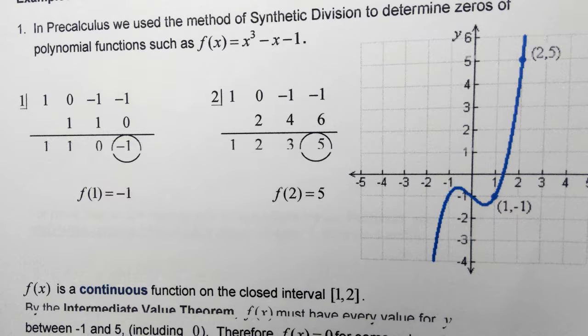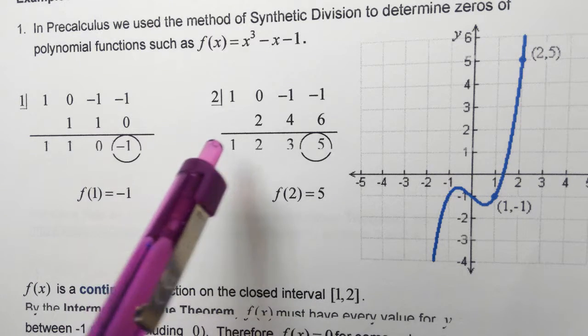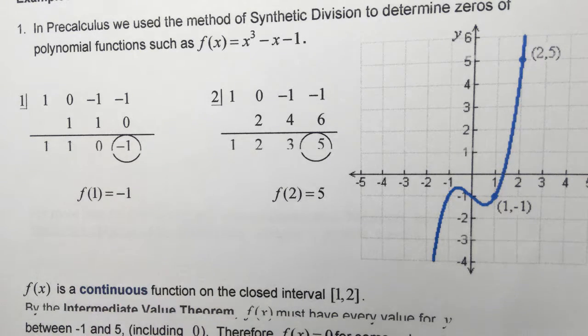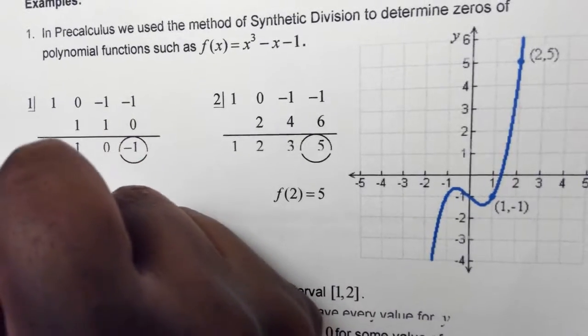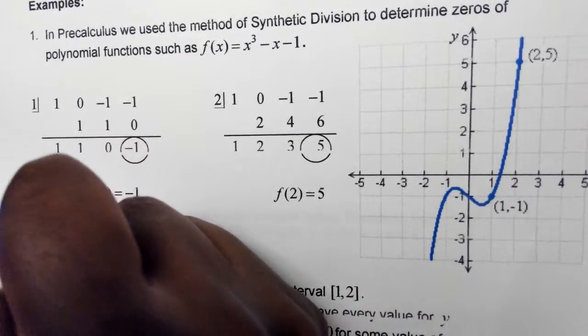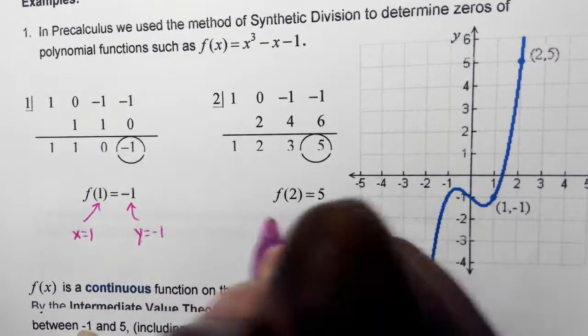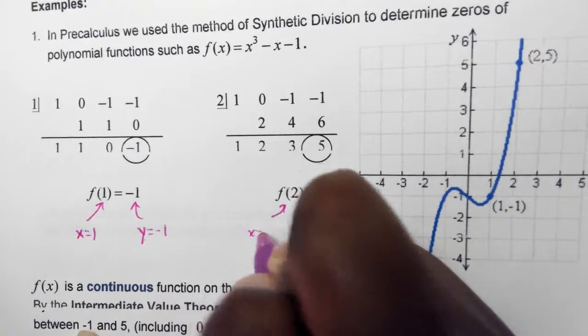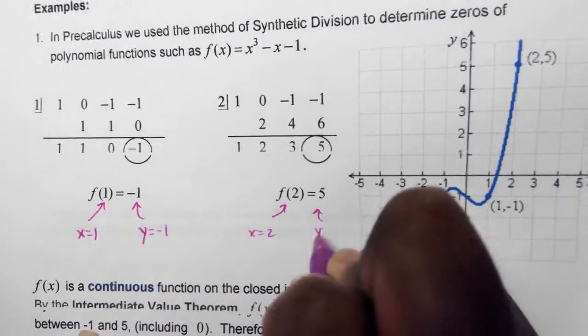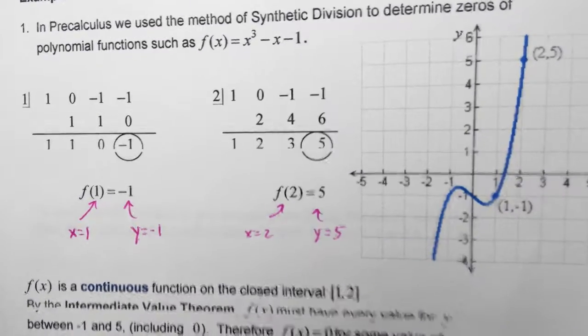So what we did here was use synthetic division for two random values of x. Okay, we wanted x equals 1 and x equals 2. When we used synthetic division, we found that when x equals 1, y equals -1, and when x equals 2, y equals 5.